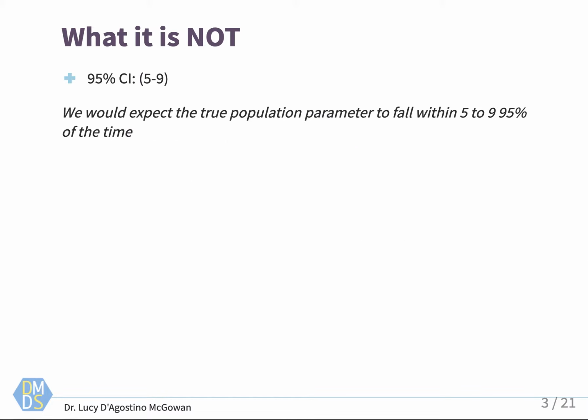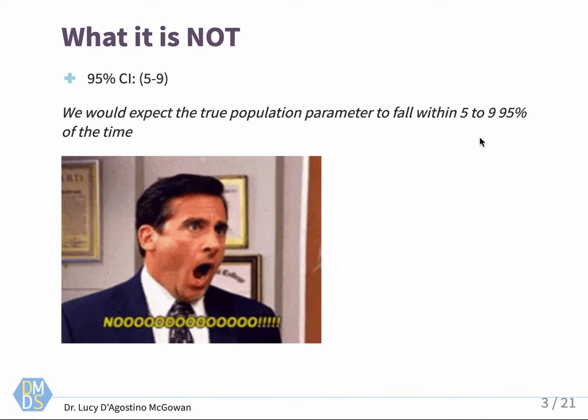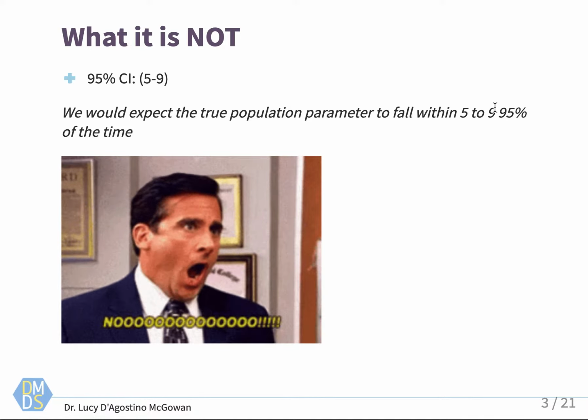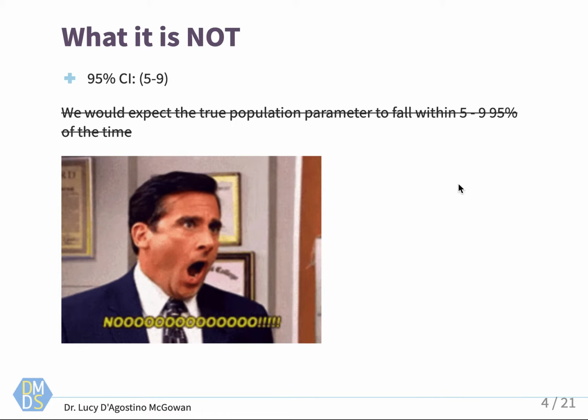What is this not? If you get a 95% confidence interval, for example, from 5 to 9, this does not mean we would expect the true population parameter to fall between 5 and 9 95% of the time. This is not correct. And I'm seeing this a lot, and it's very common. This is a very common misconception of a 95% confidence interval, but it is not what it means. So let's cross that out.